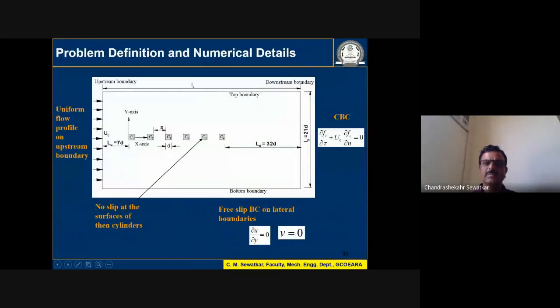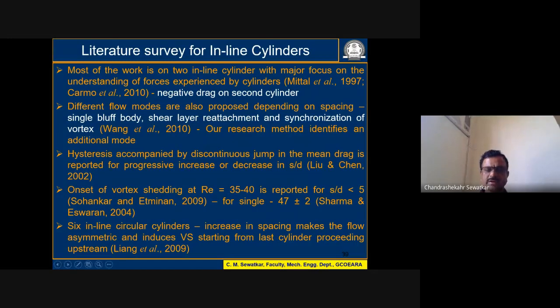So what exactly happens if we keep on increasing the spacing? If the spacing is very low, vortex shedding occurs at the last cylinder only. If the spacing is slightly increased, vortex shedding will occur at C5. With further increase in the spacing, it will also be experienced by C4, C3, C2. When the spacing is very large, vortex shedding is experienced by each and every cylinder. But when the spacing is very low, vortex shedding is experienced by the last cylinder only. That's what is observed in the literature, as proposed by Liang et al.